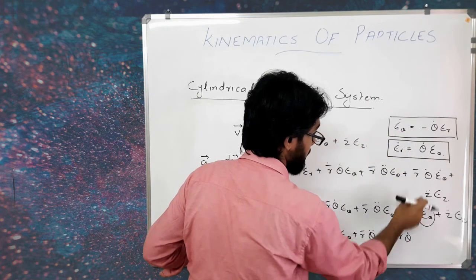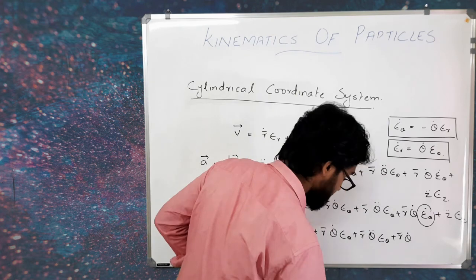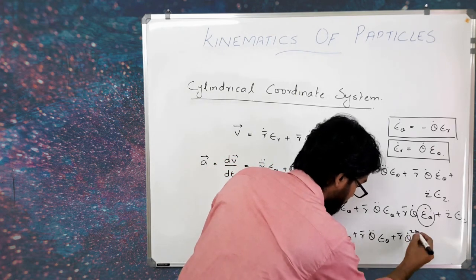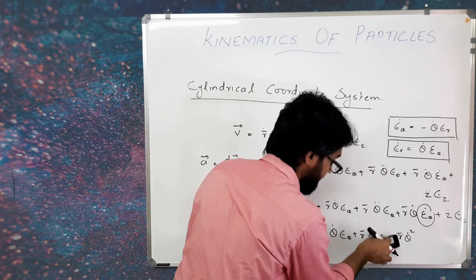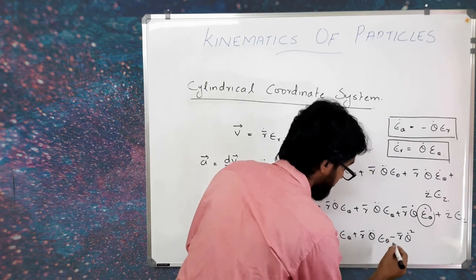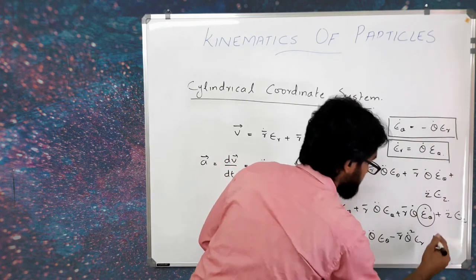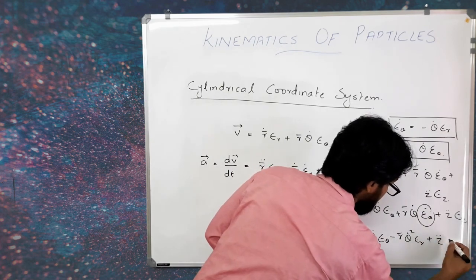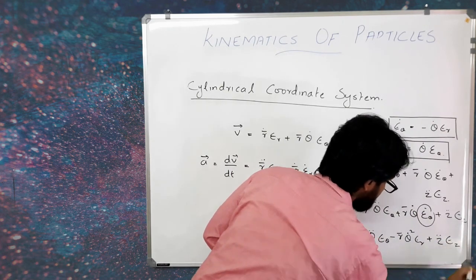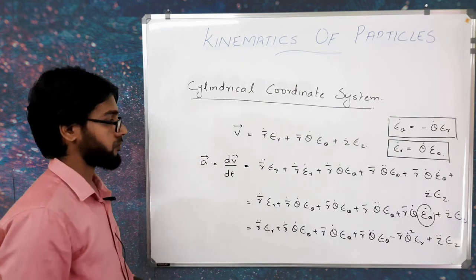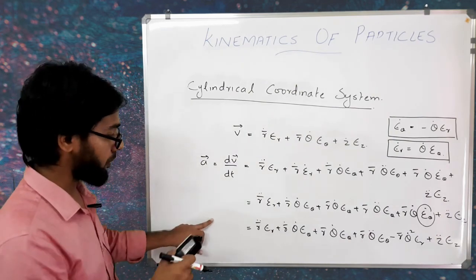So theta dot comes twice. So I can write this as theta dot square. Now this corresponding plus sign will change to minus sign into epsilon r plus z double dot into epsilon z. Now I shall wait here for some time for you to copy it down.